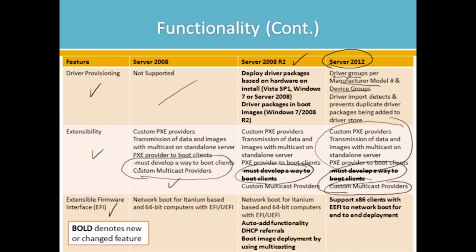And lastly, we have EFI. I mentioned that on the last slide. It is known for Extensible Firmware Interface. We had that in terms of network boot for Itanium-based and 64-bit. We now have that as well, but we've added some functionality with DHCP referrals. We can boot our image deployment with multicasting. And what I always find was fun is now that Server 2012 is almost all 64-bit, now we can, of course, support x86 clients with EFI.